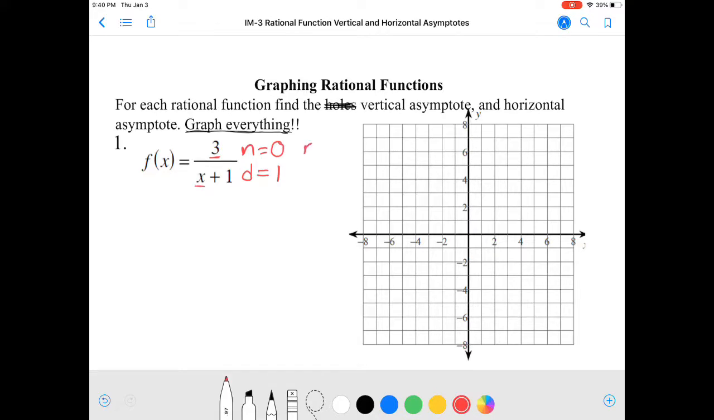Our numerator degree is less than our denominator degree. 0 is less than 1. So we know from the rules that we learned that our horizontal asymptote is going to be y equals 0. So let's draw in that horizontal asymptote at y equals 0 with just a dotted line here on the x-axis.